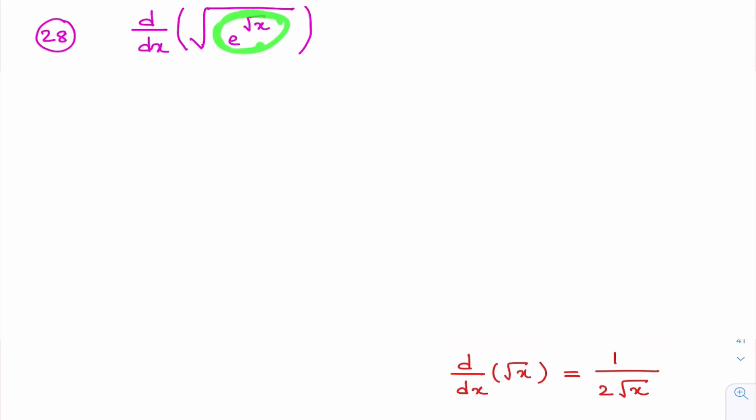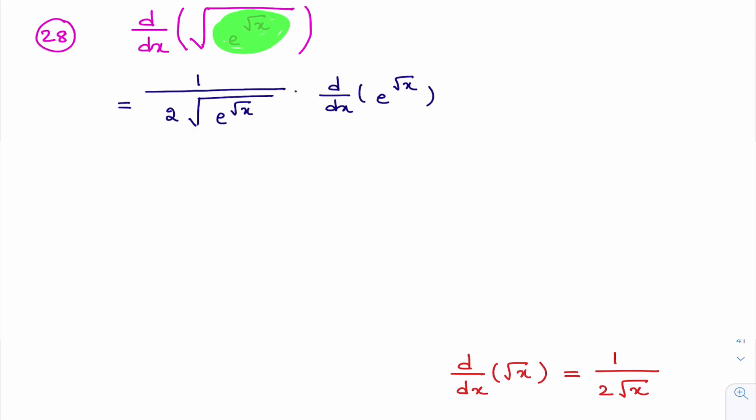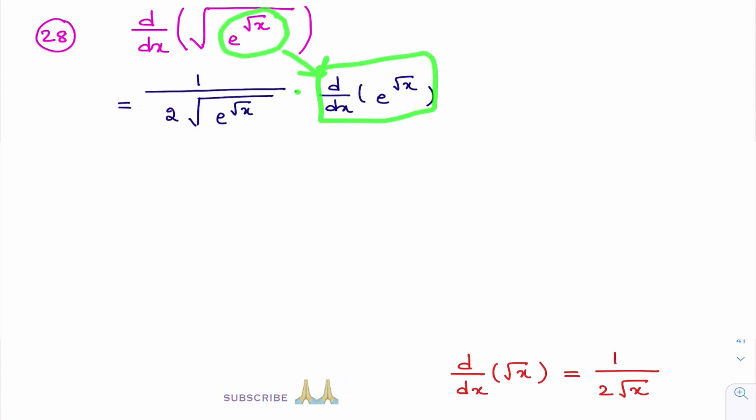I'll imagine this e power root x as x. Then it looks like root x. Derivative of root x is 1 by 2 root x. So derivative of square root of e power root x is 1 divided by 2 into square root of e power root x. It is just like 1 divided by 2 root x, in place of x here e power root x is there. Into which one you imagined as x, you need to differentiate it.